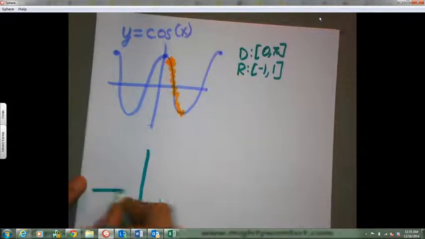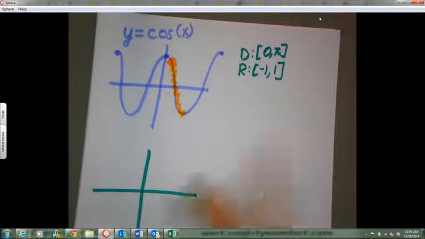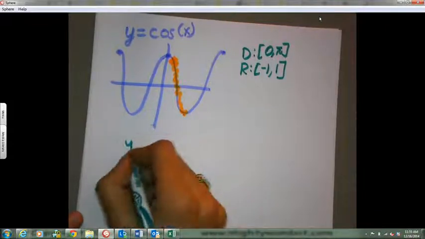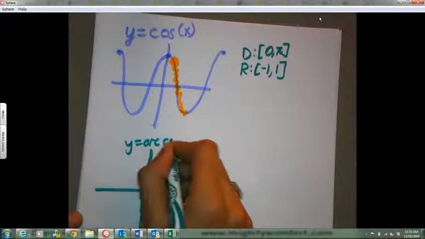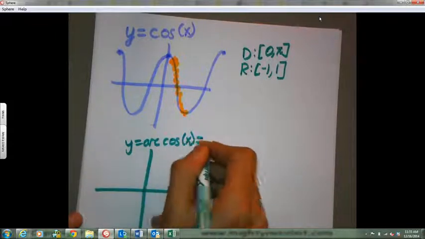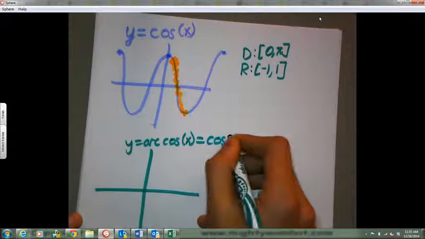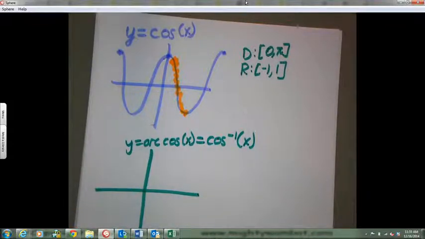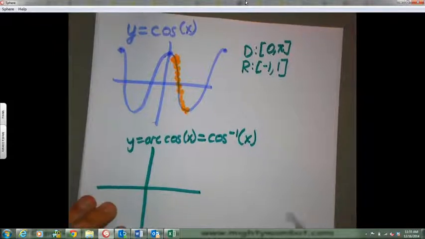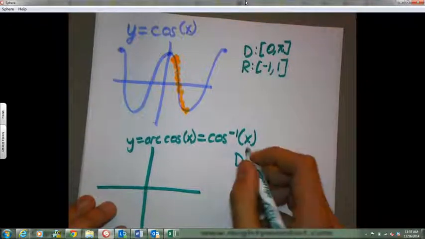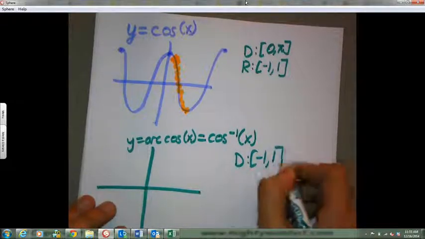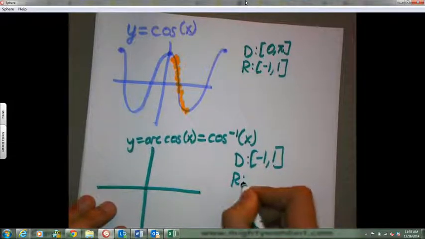Understand, the domain and range will switch now when we do arc cosine, also known as inverse cosine of x. So the domain of arc cosine is the range of the old one, so negative 1 to 1. The range of arc cosine is the domain of the old one.